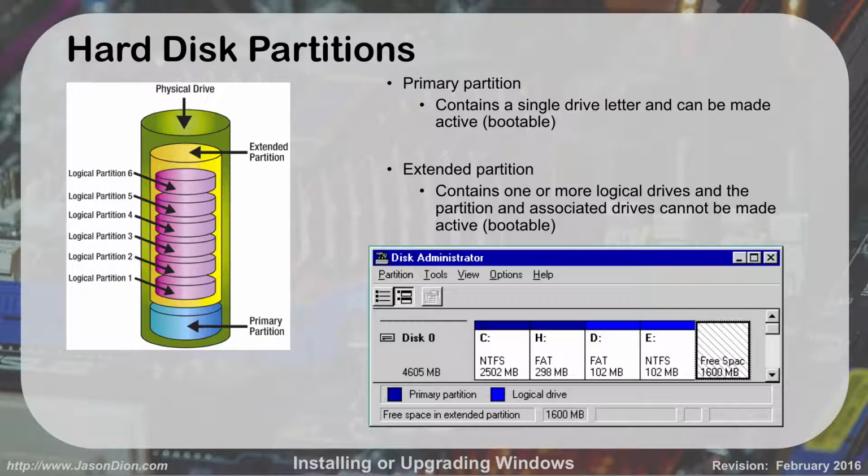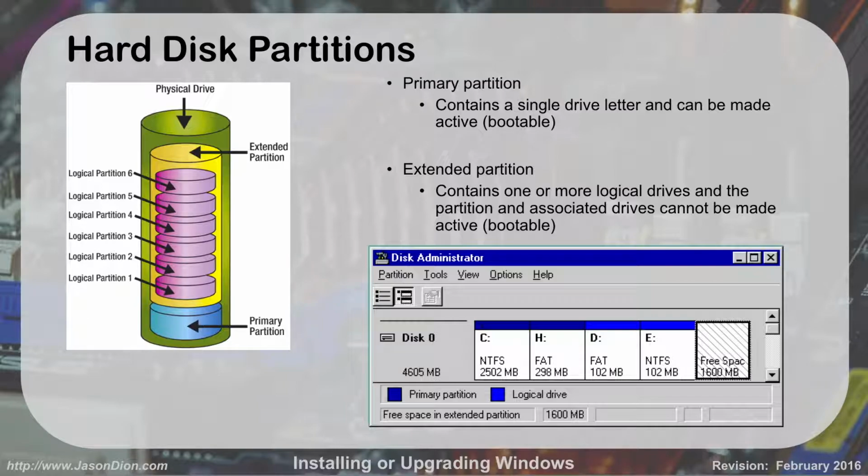Okay? So the primary partition is the one that will have a single drive letter and can be made bootable. For most of us on Windows, that's called our C drive, C:/, right? That's where we would put all that. And you can see here in this disk administration panel, the C drive here, that's my primary.